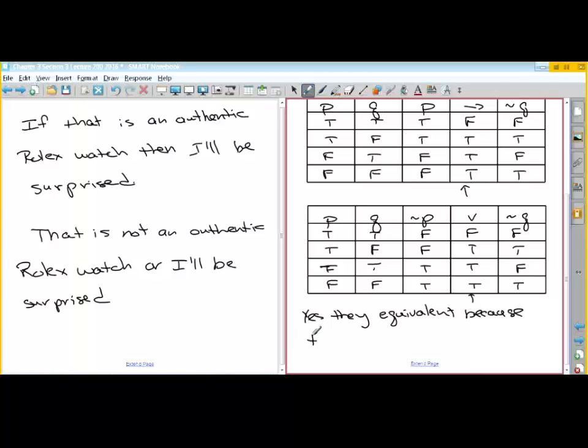because the final truth values are the same. Don't assume I'm giving you one that is equivalent. It just turns out that this is equivalent. So, one way you could use this is if you wanted to reword something that involved slightly different words but had the same meaning.